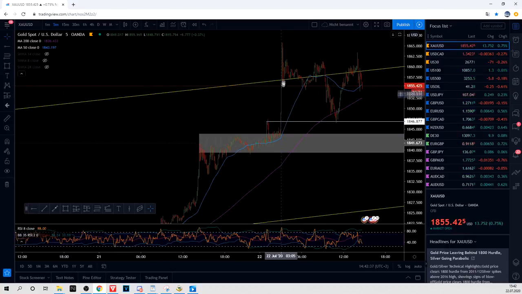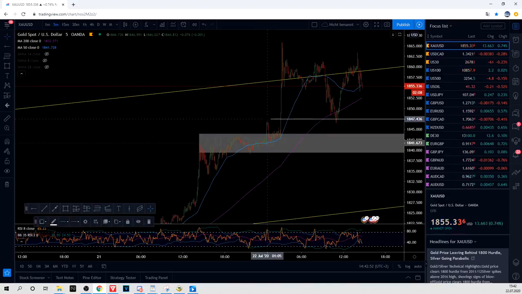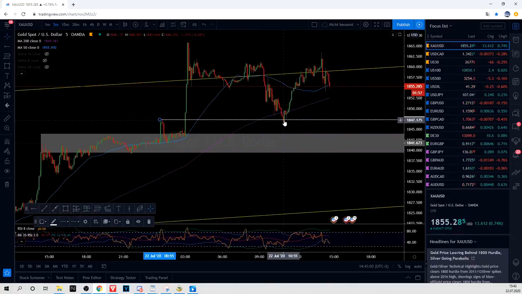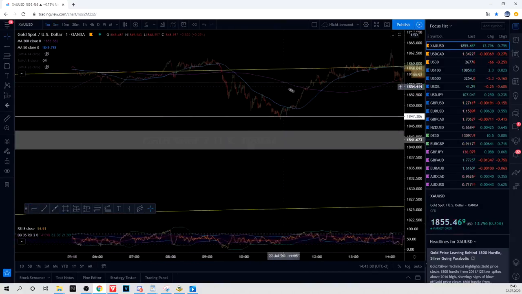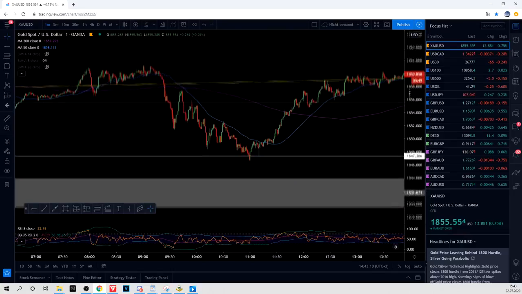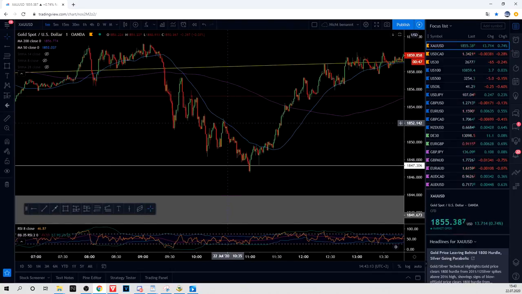Tonight, gold was pushing like crazy to 1865. Then it came down, and I marked up this level because it was a resistance around 1847. When price was rejecting that level, I was checking the 1 minute time frame to see what the structure is doing.